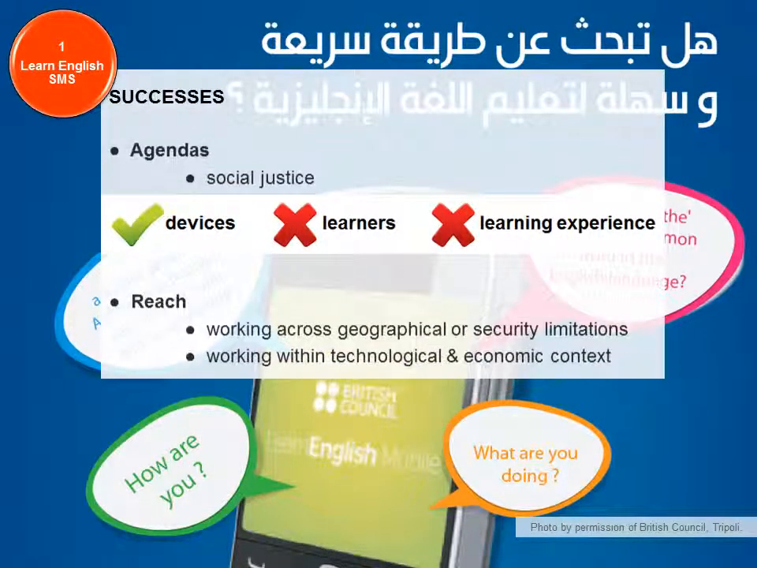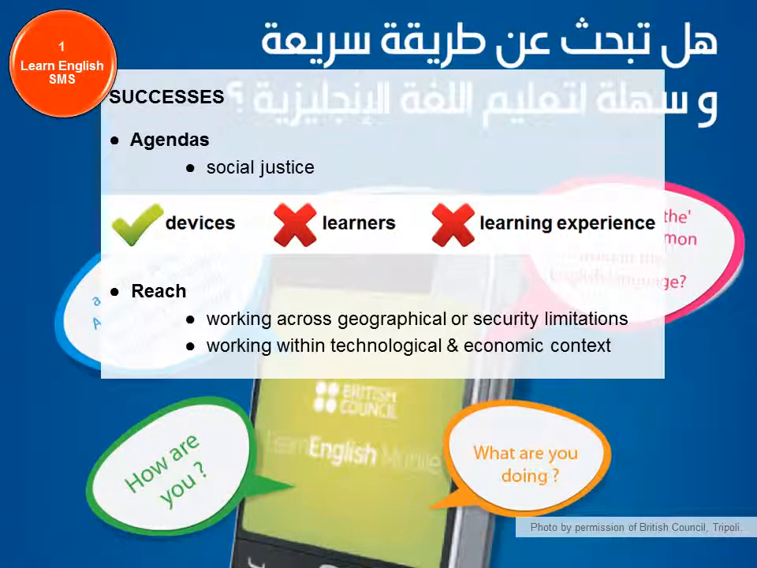This is a project which largely follows a social justice agenda. It's about getting English language learning to the largest number of people possible. The devices are mobile, the learners and the learning experience not so much. But by working within this restricted framework, the British Council has been able to operate across geographical and security limitations and to work within the technological and economic context of North Africa.